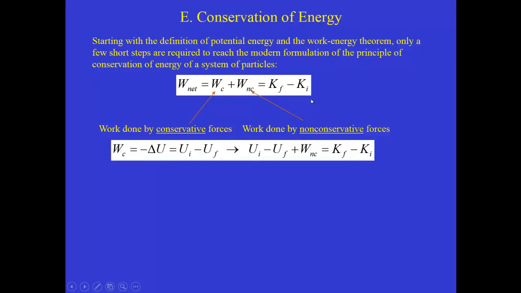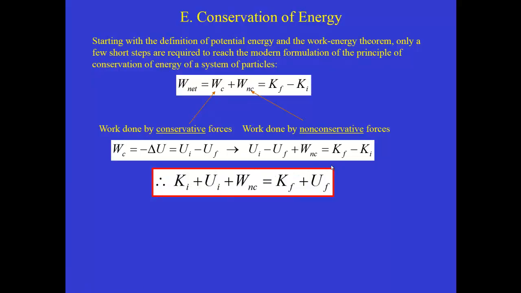So what we now know is that the work done by conservative forces, through the definition of potential energy difference, can be written as minus the change in potential energy. And if you just go back a couple of slides, you'll see that. So delta is always final minus initial. The minus sign turns this into U initial minus U final. So let's just make that substitution into the expression in the work energy theorem for the work done by conservative forces. So that means that this becomes U initial minus U final plus the work done by non-conservative forces equals K final minus K initial.